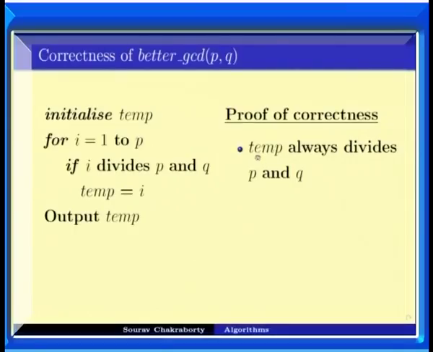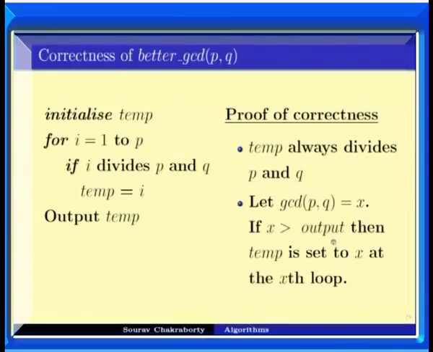Now, let us go to the correctness of this algorithm. Again, the correctness is almost obvious. Note that since temp always divides p and q, whatever we output finally as temp was updated to i if and only if i divided both p and q. Thus, whatever the output is always divides both p and q. Let the GCD of p and q be x. If x is bigger than what we output finally, then when we went from 1 to the pth round of the loop, we would have updated temp to x, but that did not happen.